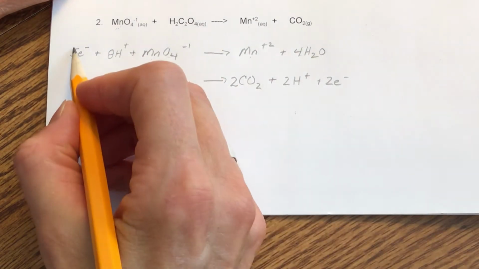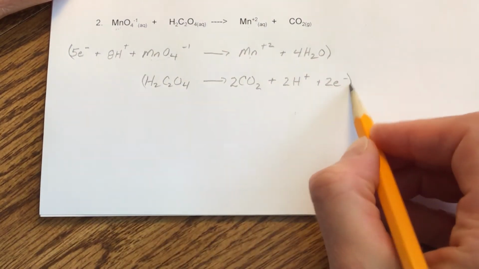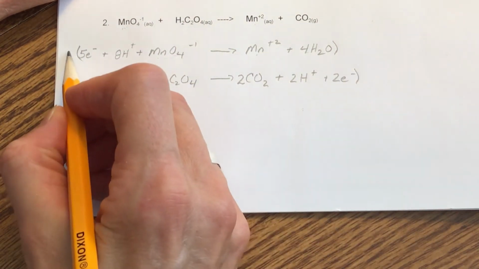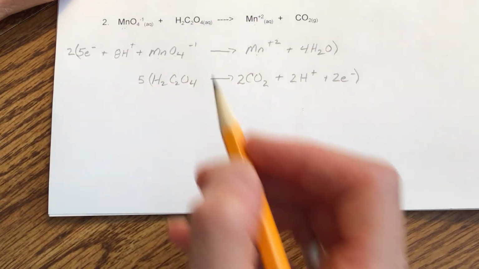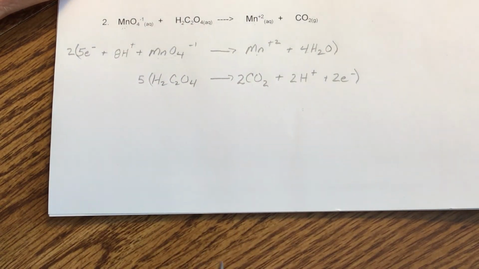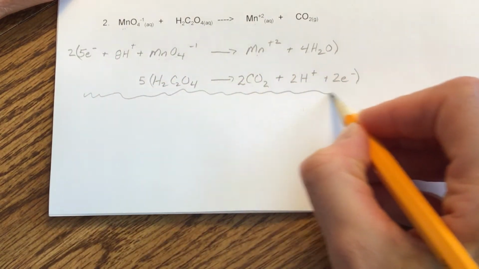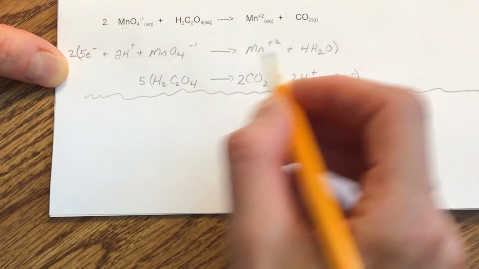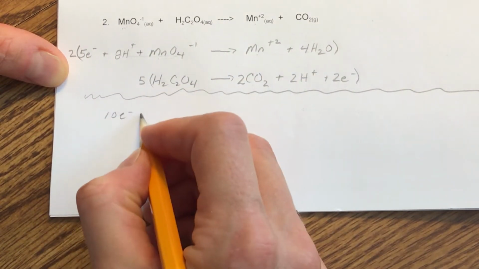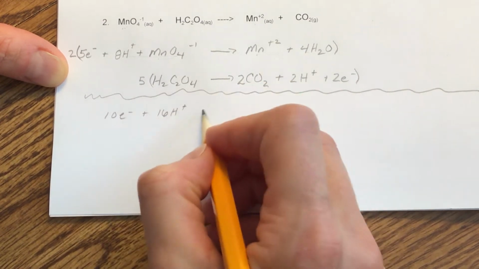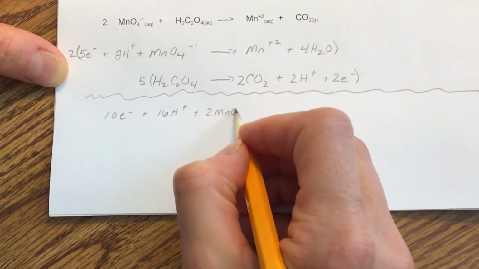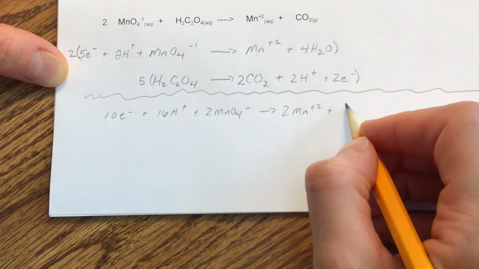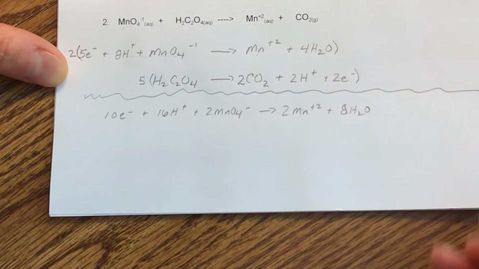Now we'll just multiply both of these equations by small whole numbers so that the number of electrons lost equals the number of electrons gained. So the first equation will multiply by 2, the second by 5. So I'm going to rewrite these and then we'll add them together. Give myself a clean slate here. So I've got 2 times all of this gives me 10 electrons plus 16 protons plus 2 MnO4 minus yields 2 Mn plus 2 plus 8 waters.